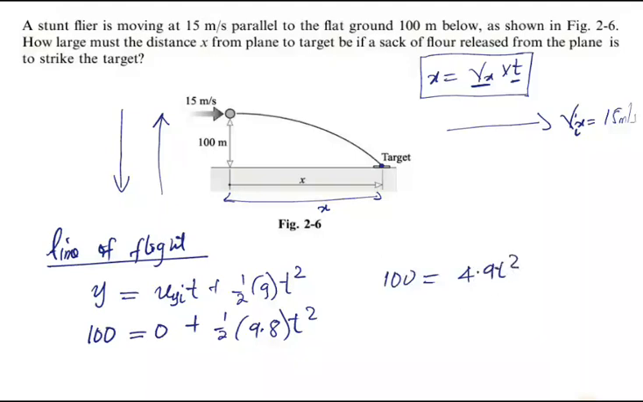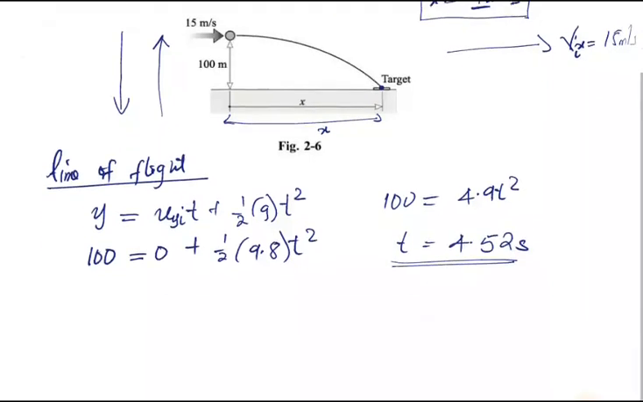So let's get our calculators. So we have 100 divided by 4.9. Alright, then we find the square root of that. So time, of course, we just have to take the positive part. I'll just end it here. Seconds. So this is the time that we need now to go and replace there to get our distance.